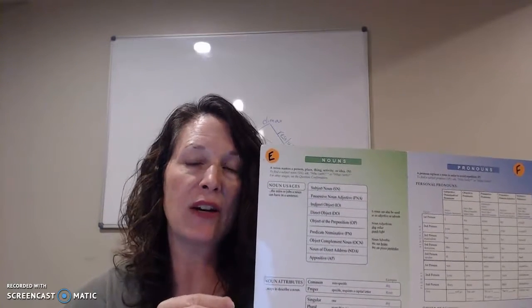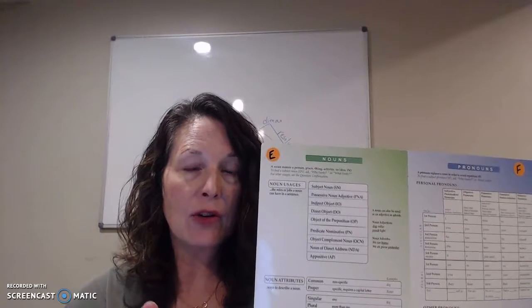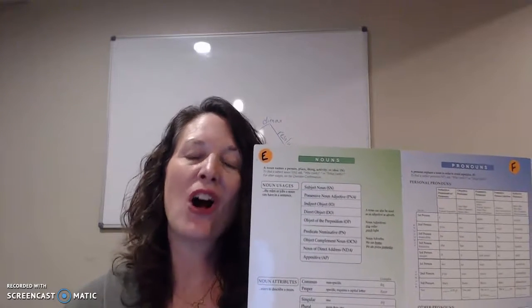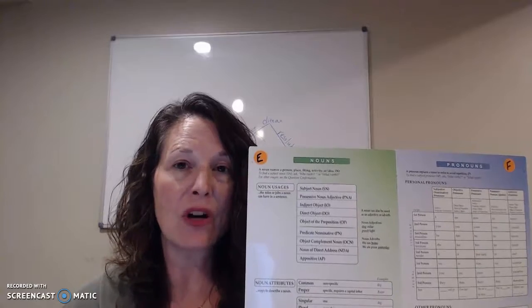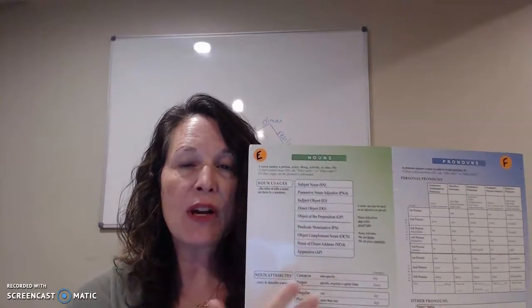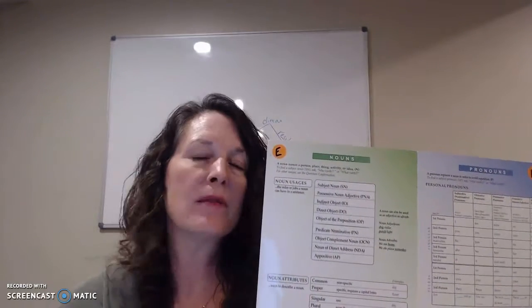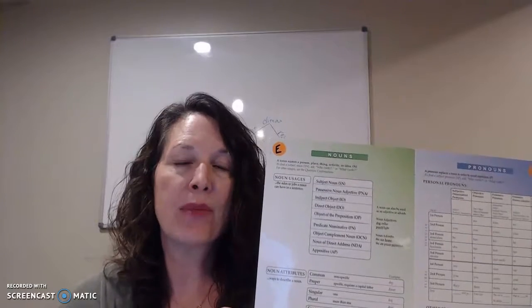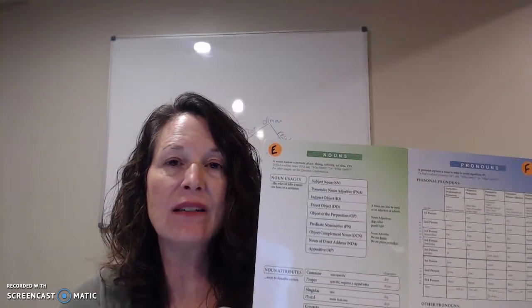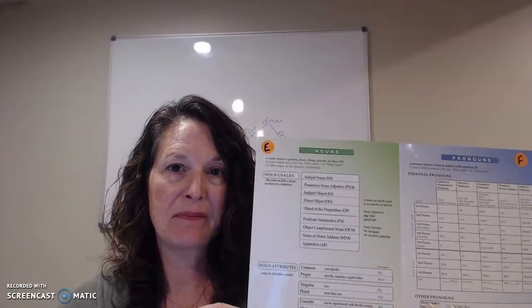And then all the nouns have 3 different attributes. They are either common or proper, singular or plural, and then concrete or abstract. Some nouns are also collective or compound. And so by going over nouns, we just remember, just like Adam did in the garden, he named the animals. Nouns simply name persons, places, things, activities, or ideas.